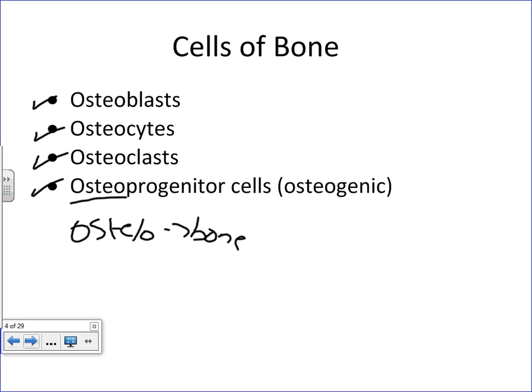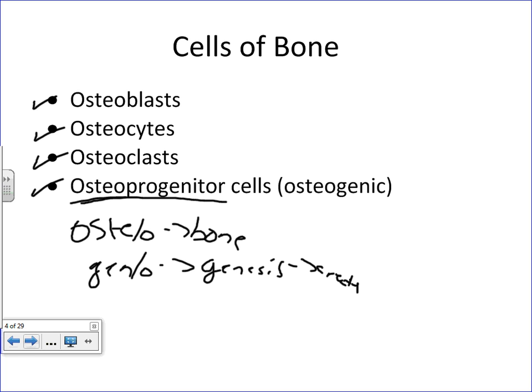And then in this case, genesis basically means to create. So these stem cells are going to differentiate into various bone cells that are going to become useful to us later on, and I'll talk more about that in a little while. Next, let's talk about osteoblasts and osteoclasts.